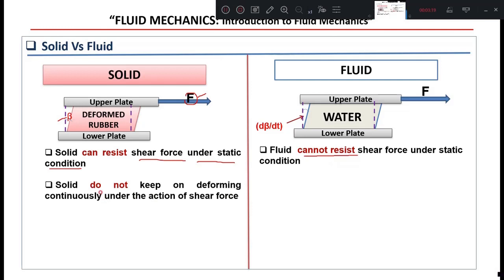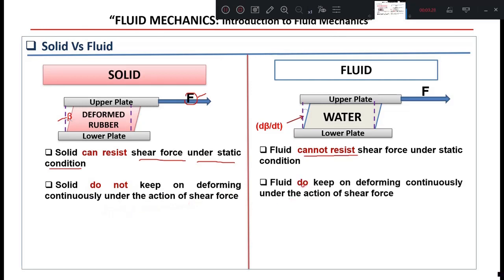Second difference: solids do not keep on deforming continuously under the action of shear force, whereas a fluid does keep on deforming continuously under the action of shear force. This is the second difference we can make.